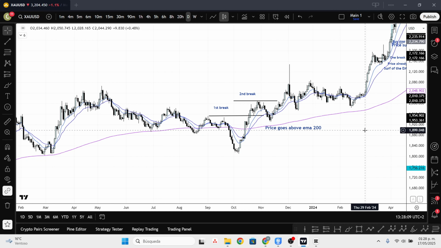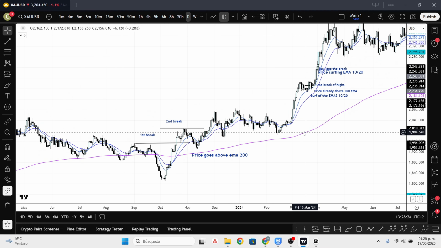it followed through. Now after this, we're gonna wait for price to be more aggressive and surf the EMA 10 or 20. We go all the way here, and as you can see, price is surfing the EMA 10 or 20. You can also see how aggressive this move is. This is what we were looking for, not only to be on the right side of the market, but also to know that price is carrying lots of momentum.